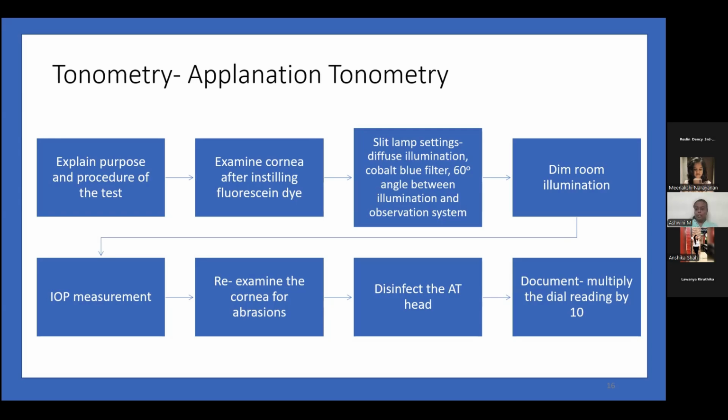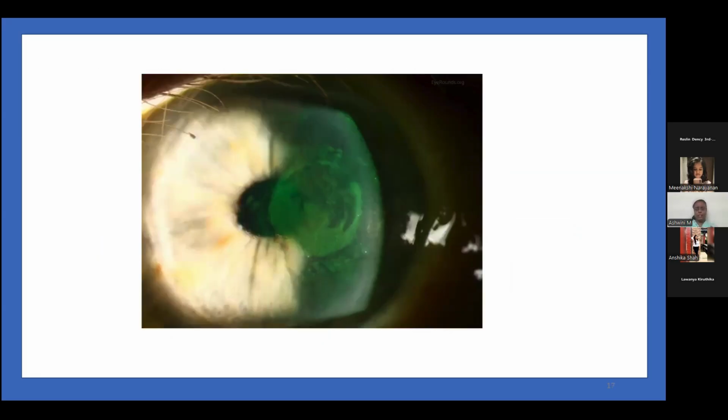After which, ensure that the AT head is disinfected. The commonly used agent is bacillocid. And for documentation, you need to just multiply the reading by 10 and document. This is a picture which shows a typical epitheliopathy, which is caused by excessive movement of the AT head. So a typical round structure.